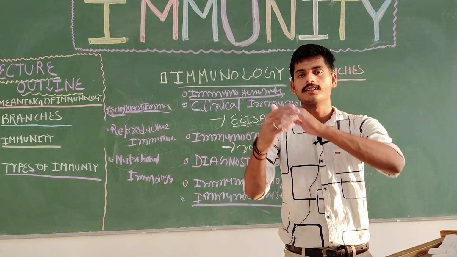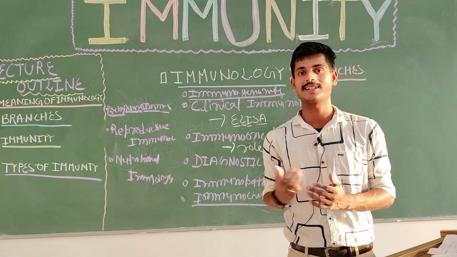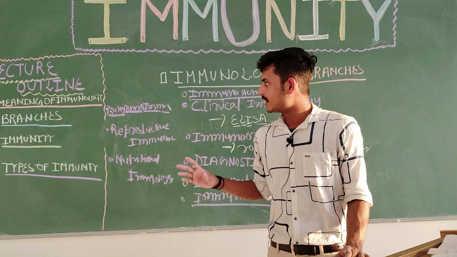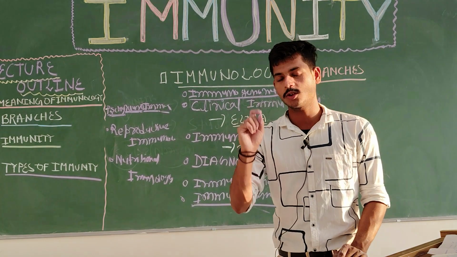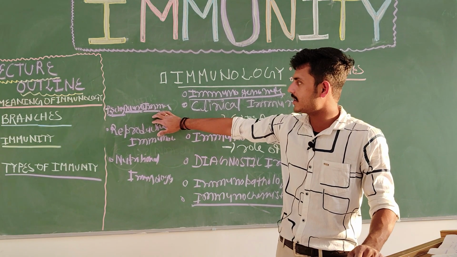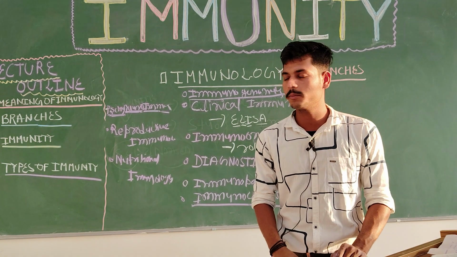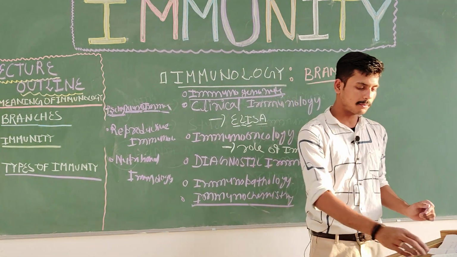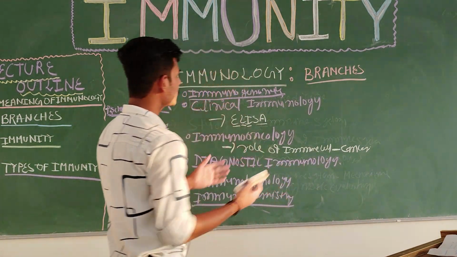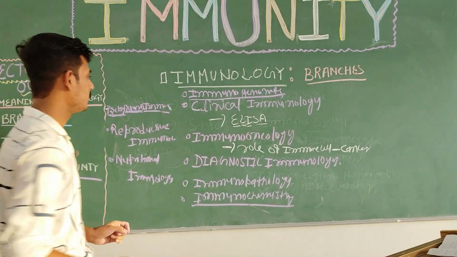For example, in schizophrenia, Alzheimer's disease, Parkinson's disease, and autism, there is active involvement of the immune system and immune cells. All these things we study under psychoneuroimmunology. Then we have reproductive immunology and nutritional immunology. Remember, nutrition is directly proportional to the functioning of the immune system. Now that we have studied the branches of immunology, let's move ahead and discuss immunity and the immune system.